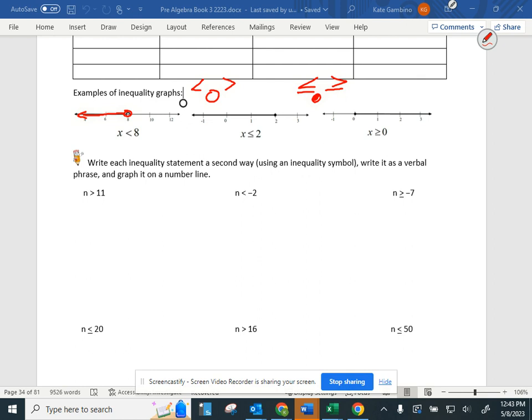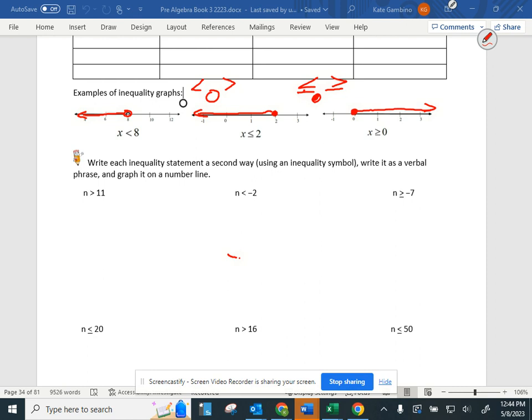Here we have x is less than or equal to 2. It's got that equal sign under it, so it's that filled in circle. It's less than, so we know it can be any number that's smaller than 2. So our arrow goes to any number smaller than 2. For this one, it says x is greater than or equal to, so you'll see that our circle is colored in over that 0. It can be 0. And it's greater than 0, so our arrow goes to the right.